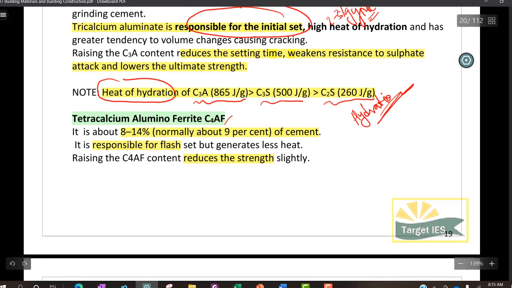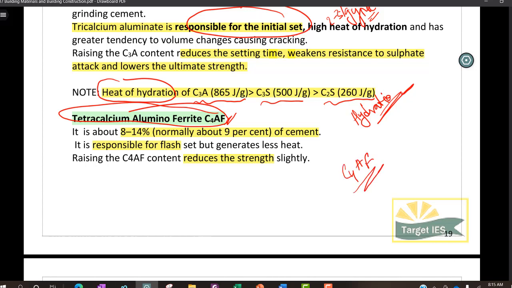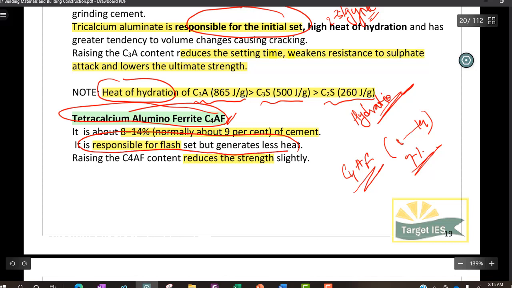Remember. Next is C4AF, tetracalcium aluminoferrite. What is the next compound? C4AF, tetracalcium aluminoferrite. In general, it will be around 8 to 14%. You can consider it as 9% average. Okay, and it is also responsible for flash set, but generates less heat. It is also responsible for flash set similar to that of C3A, because it also has aluminum, but it generates less heat compared to that of C3A. Okay, and remember this, rising C4AF content reduces strength slightly.